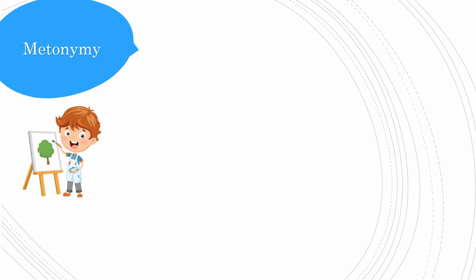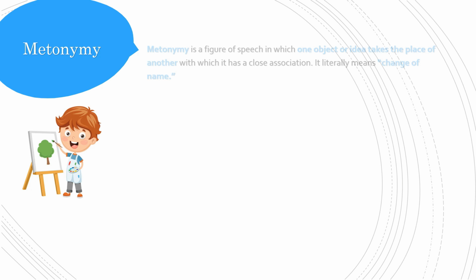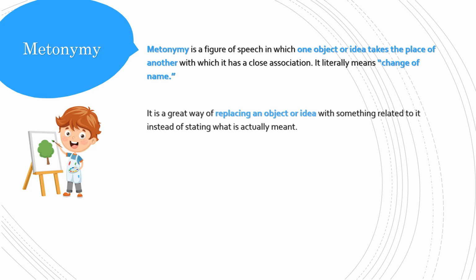Metonymy. Metonymy is a figure of speech in which one object, or idea, takes the place of another with which it has a close association. It literally means change of name. It is a great way of replacing an object, or idea, with something related to it, instead of stating what is actually meant.